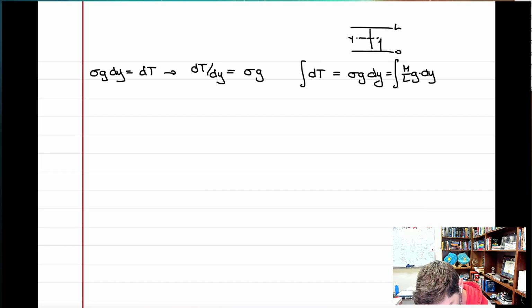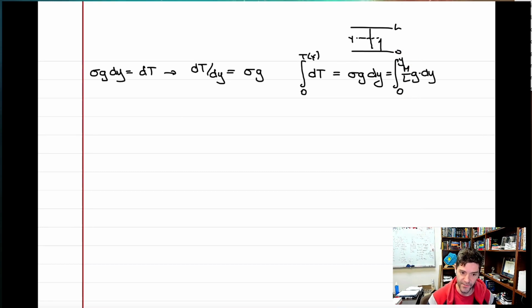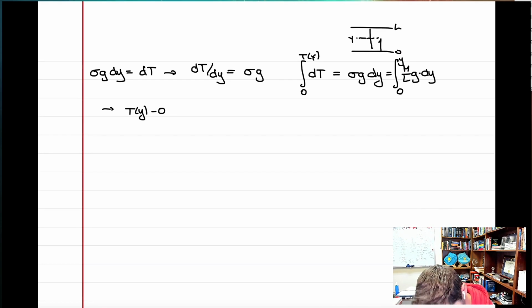Well, for the y integral, it looks like I'm going from 0 to y, some arbitrary location y in this case, starting from the bottom. So then to make my limits match, I'm starting at the bottom where I know the tension is 0. And then I'm going up to some arbitrary location. So what is the tension at that location, y? Again, left-hand side is pretty easy. Then it just says T at y minus 0 equals, and this is just a constant, times y in this case.